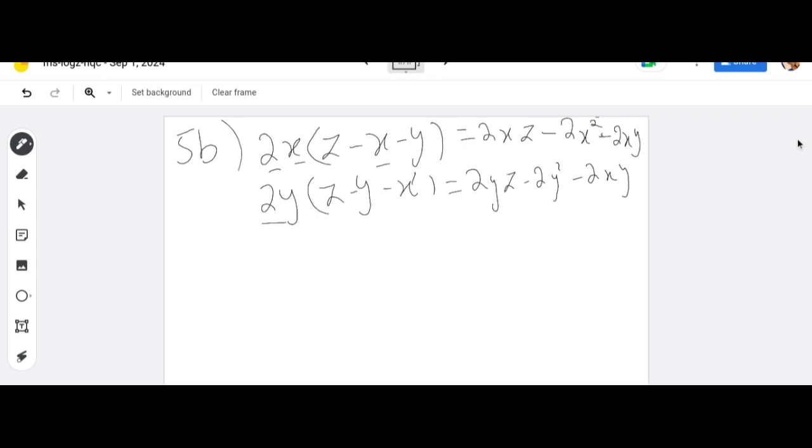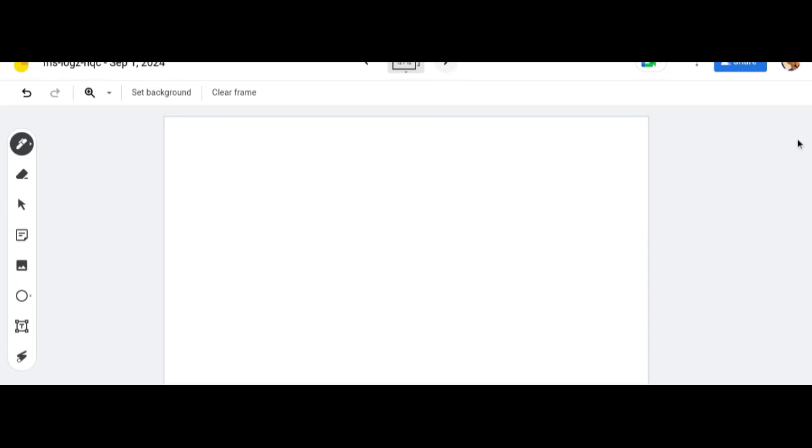So we have 2xz minus 2x square minus 2xy. Okay, ma'am. Now I have to add these two terms. I have to place x below x, y below y. Everything should be aligned with each other, not different. I will do this part on the next page.